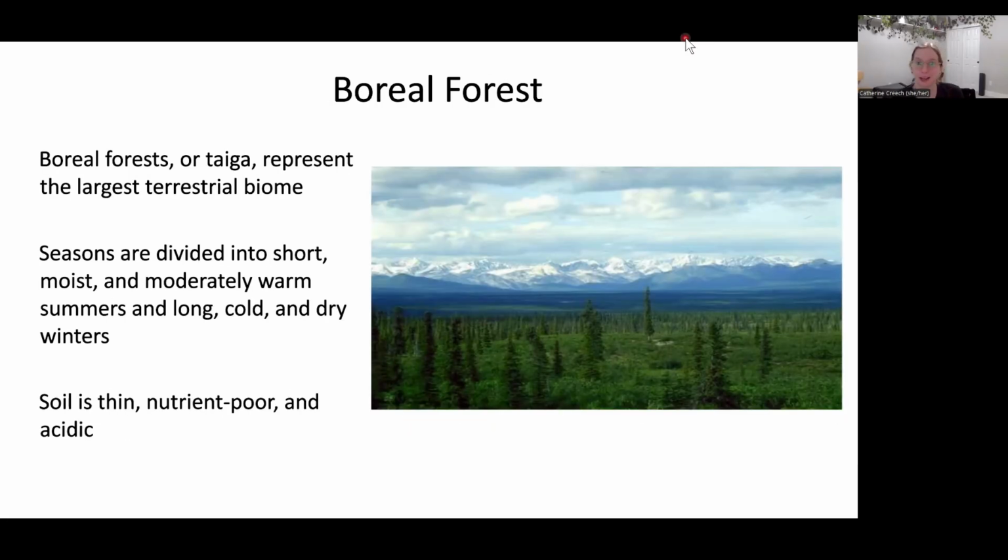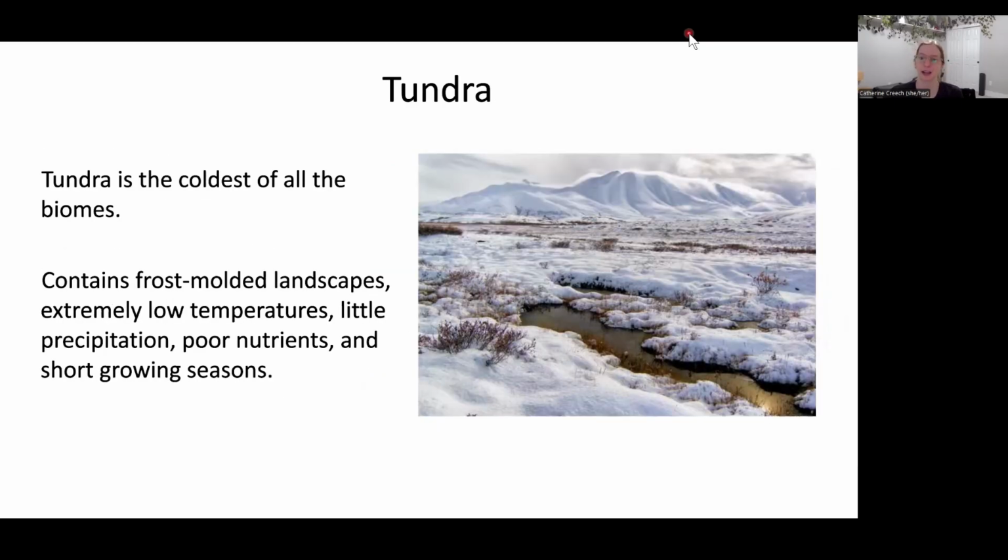Our next one is boreal forest. This is also called taiga. Taiga is really chilly. It's got a divide between moderately warm summers, but long, cold, dry winters. So if you look at this picture, you can see that the types of trees that grow here are going to be evergreen. The soil is thin. There's not a lot of leaf litter because evergreen trees are not dropping their leaves. It's going to be nutrient poor and acidic, but still really cool animals and plants and bugs live in these areas.